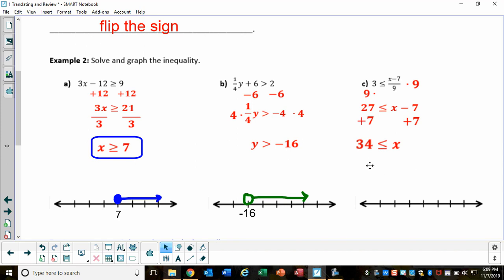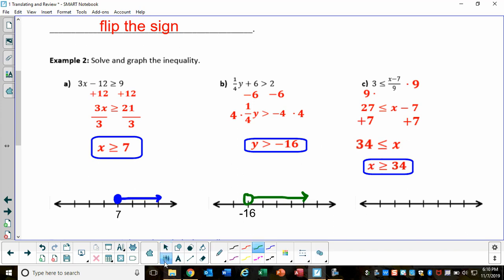Okay? So I'm going to move the x and the 34, and then I'm going to flip my sign. So now I have x is greater than or equal to 34. These mean the exact same thing. Okay? So that is my final answer. I always want to have the x, or the variable, in the front.